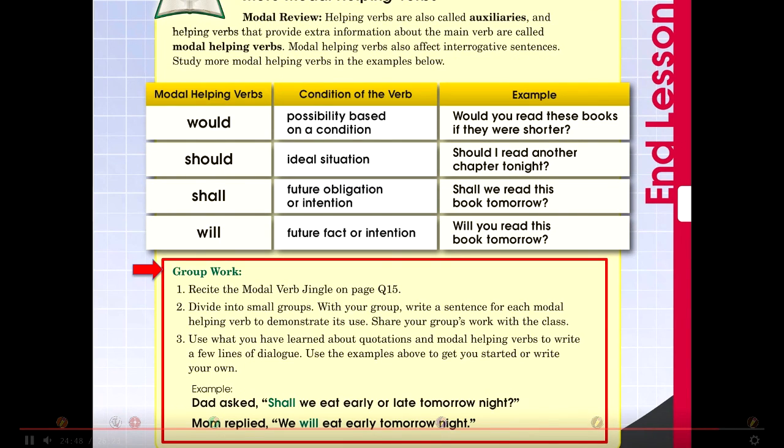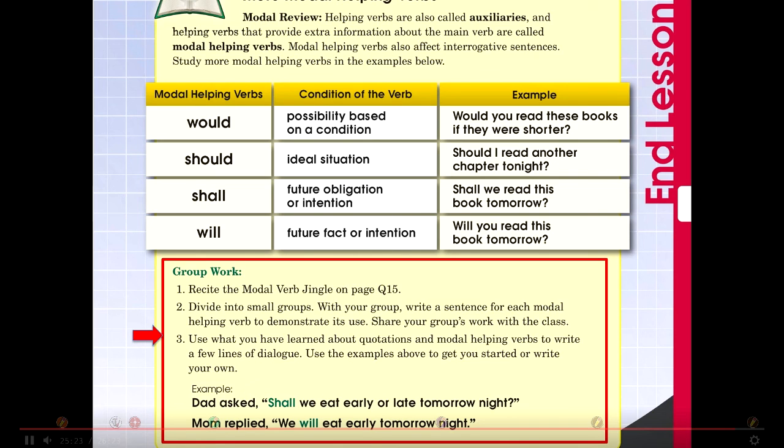This next exercise was designed to be done in small groups. Feel free to do this on your own, or if you'd like to work with your teacher, please do so. First, recite the modal verb jingle on page Q15. Second, divide into small groups. With your group, write a sentence for each modal helping verb to demonstrate its use. Share your group's work with the class. Remember, you will do this individually and share your work with your teacher.